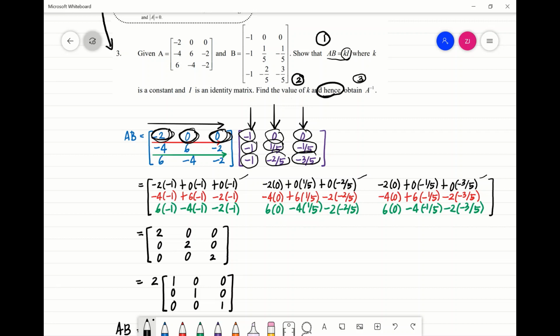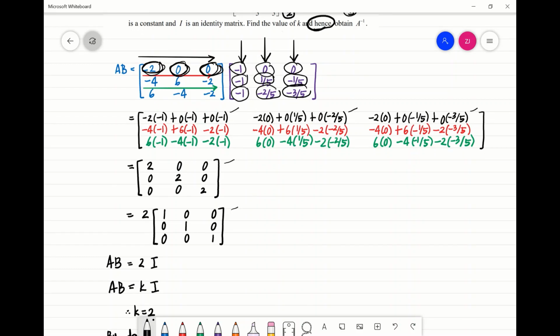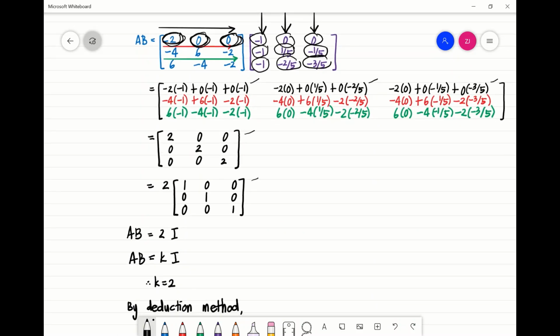So that is for the first row, and we do the same for the second and third, so we will get this answer. It's actually the matrix of 2 0 0, 0 2 0 and 0 0 2, and we can factorize the 2 out, and we will have 2 multiplied by the identity matrix. So now we have shown that AB is equal to 2I. Now the second part of the question, find the value of K. Because we have shown AB is equal to 2I and we compare with AB equals KI, we may conclude that the value of K is 2.